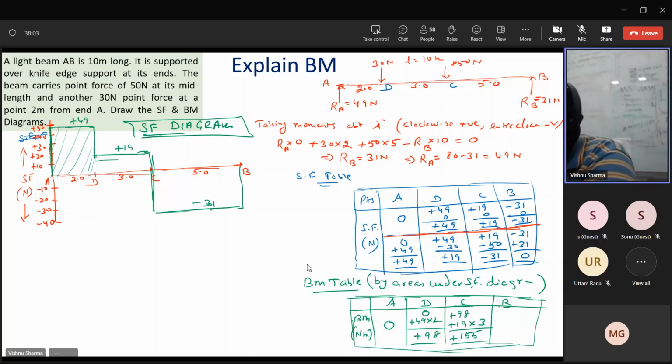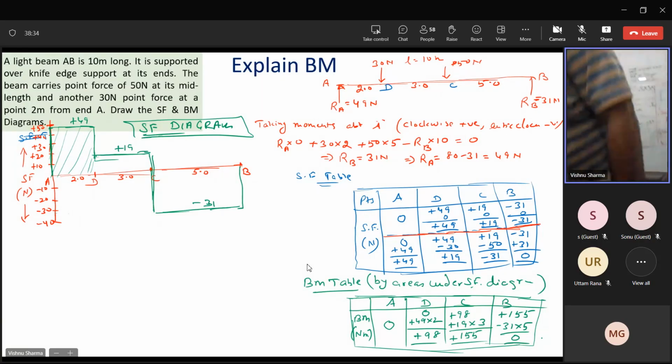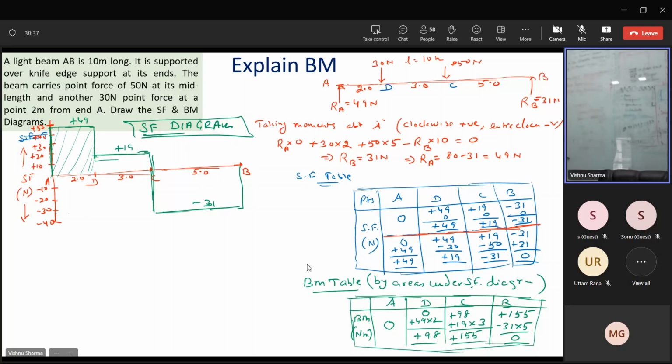Carry forward this 155, with sign plus. So, right, guys, please don't tell me tomorrow that I didn't put a sign, it was plus. Please put a plus sign. Okay. Plus 155. Take your paper to B. What is the change taking place from C to B? It is minus 31 into 5, if I'm not mistaken. And this becomes 0. Yes or no, beta? These are the bending moment values from A to B at the 4 points. Understood?